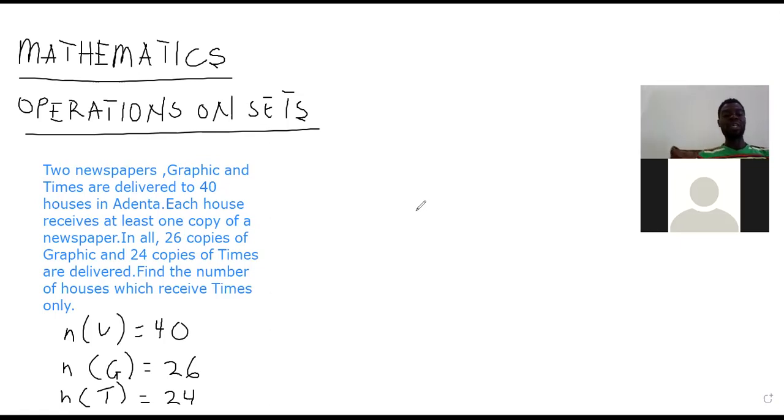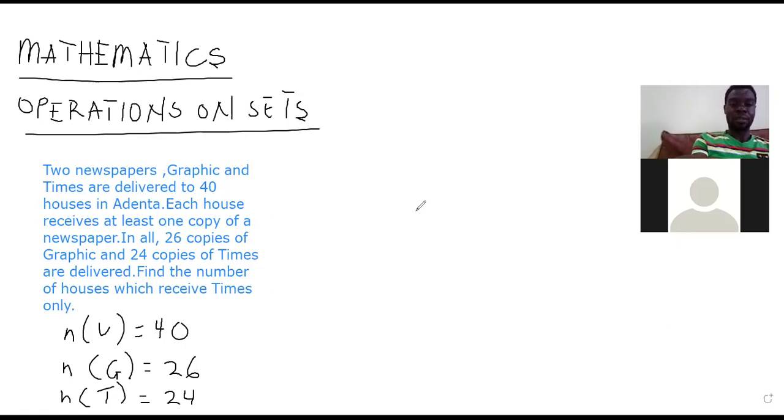Good. Now in the question, you should find the number of houses which receive Times only. Don't target that place yet. We are not done with the information. We are not done with the facts. This is a two-set problem, that is, this question is between two intersecting sets. So we need to have their intersection. But their intersection wasn't given. That's the number of houses that received both Graphic and Times wasn't given. We need the intersection first.